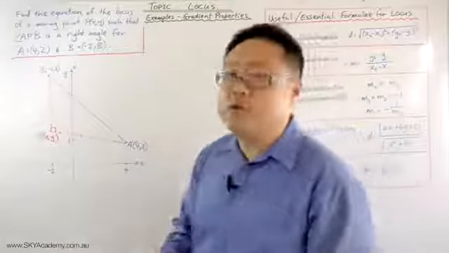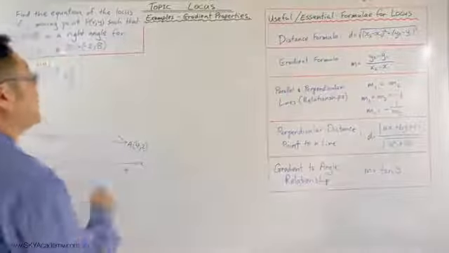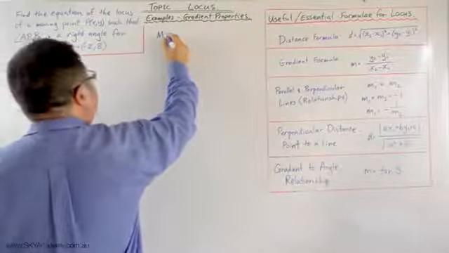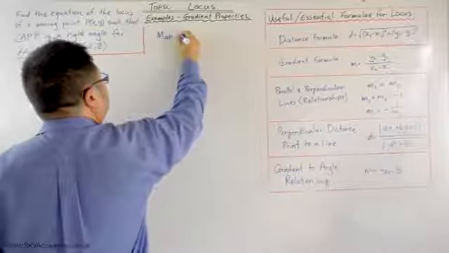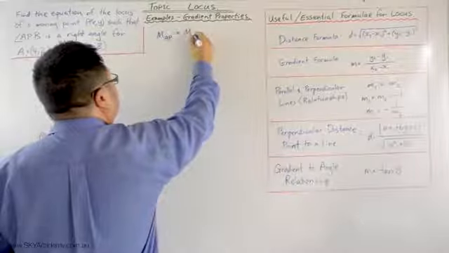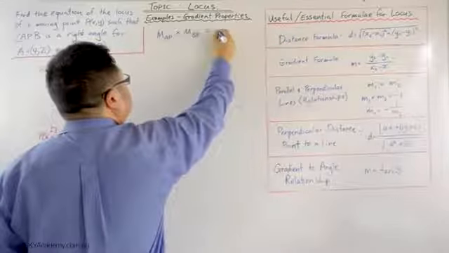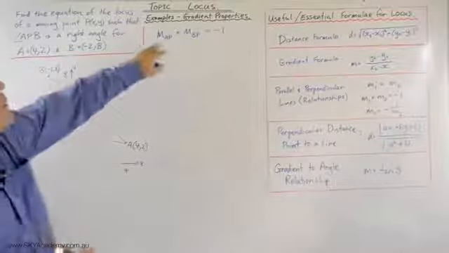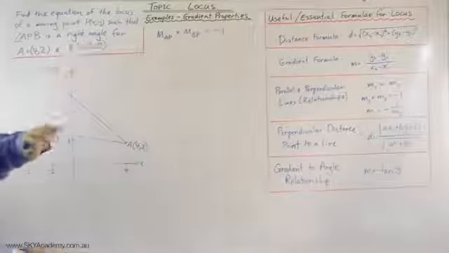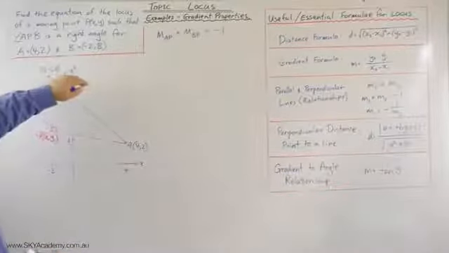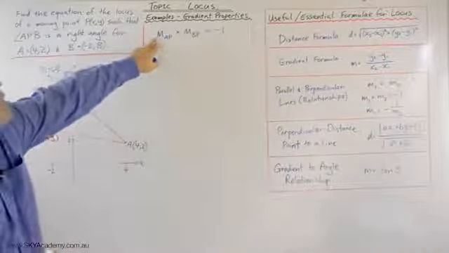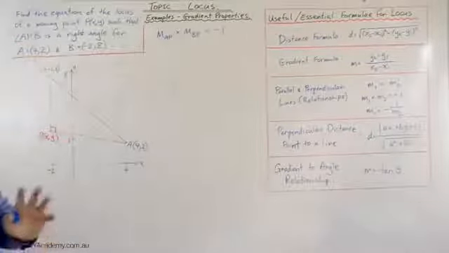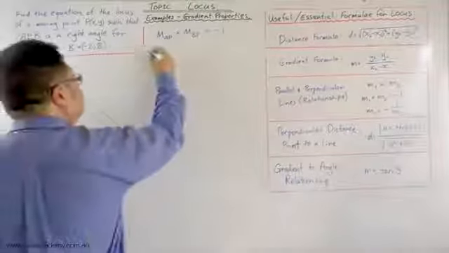So what we've got to do is work out the conditions. The conditions are the gradient m of AP times the gradient of BP is going to give us -1. That is a way of stipulating the geometric condition for this locus, which is another way of expressing the fact that the angle APB is going to be a right angle. Got it?